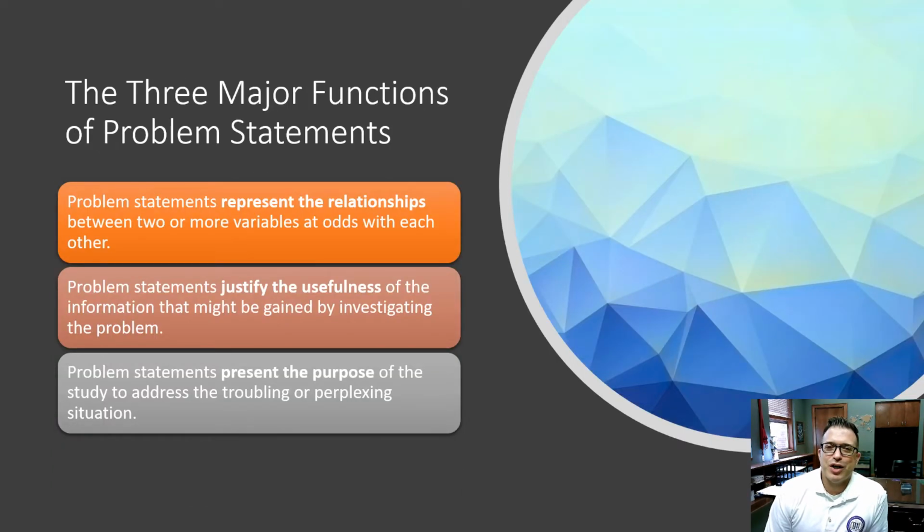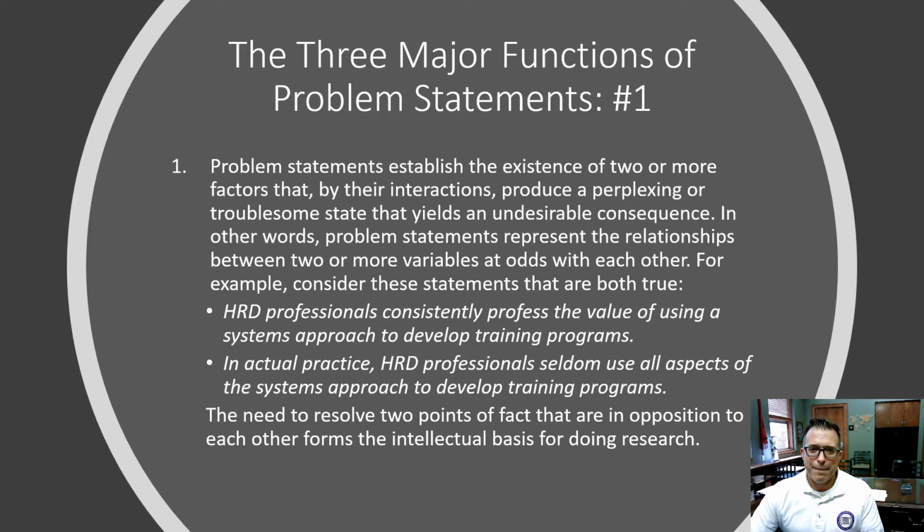The three major functions of a problem statement. So a problem statement represents a relationship between two or more variables that are at odds with each other. A problem statement justifies the usefulness of the information that might be gained by investigating the problem. In other words, you're saying, so what is the problem? Well, the problem is that there is some kind of incongruity or misunderstanding between two or more elements that you're interested in researching. So problem statements present the purpose of the study to address the troubling or perplexing situation that you're looking at. Okay, so there are three major functions of problem statements.